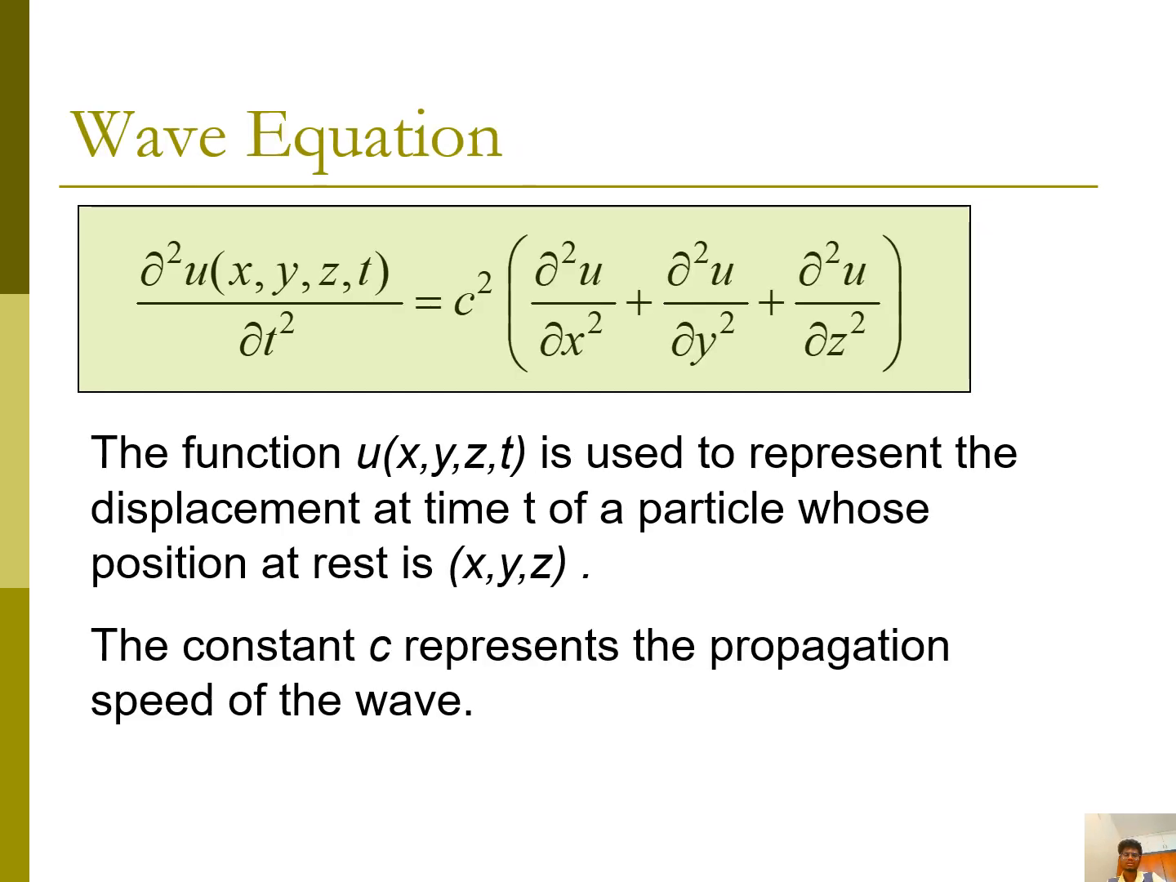Wave equation: ∂²u(x,y,z,t)/∂t² is equal to c² times (∂²u/∂x² + ∂²u/∂y² + ∂²u/∂z²). The function u(x,y,z,t) is used to represent the displacement at time t of a particle whose position at rest is x, y, z. The constant c represents the propagation speed of the wave.